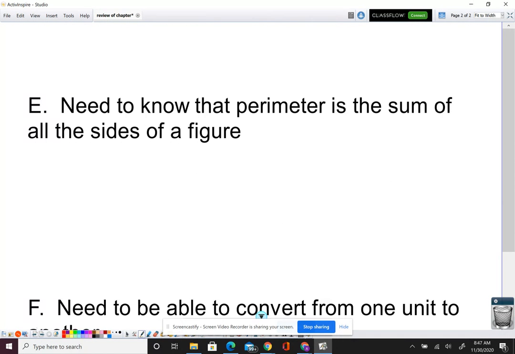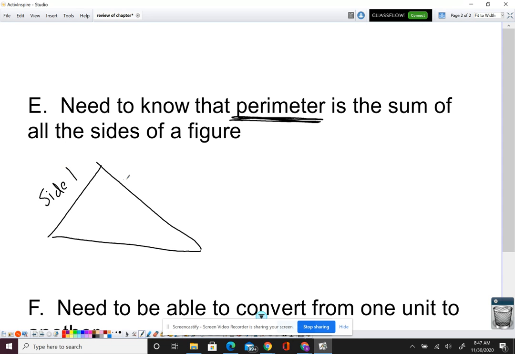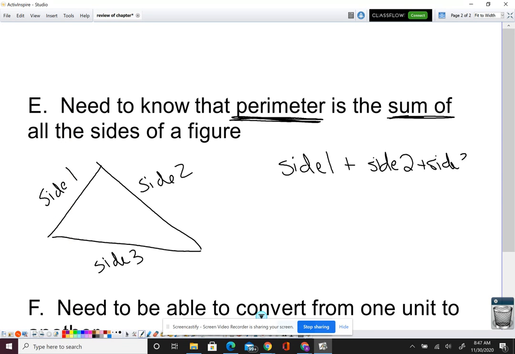And then the last two sections, this one, perimeter. They're going to give you a problem that talks about a perimeter of a figure. If it's a triangle, you have side 1, side 2, side 3. What do you do with those 3 sides? You find the sum of them, so you add them up. So perimeter is the distance around. Okay, so that's what you need to know for that part.